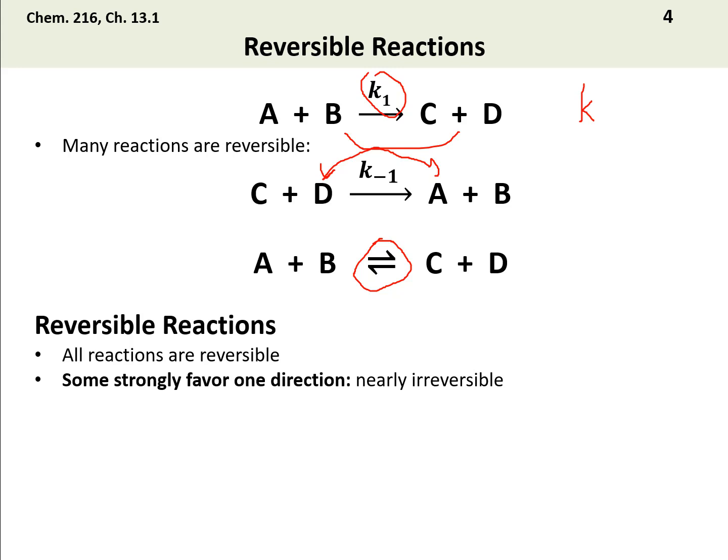But it turns out that some reactions are so favorable in one direction, right? So a lot goes in this direction, just a tiny bit back, that we think of them as nearly irreversible, meaning that they do not go back.